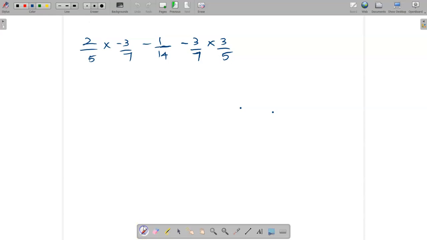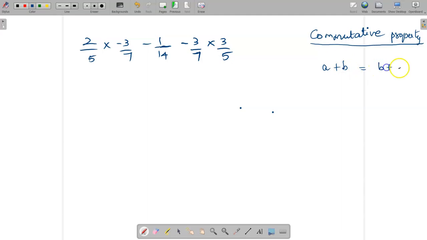To solve this problem we require two properties. One is the commutative property, another one is the distributive property. First of all, let me see what the commutative property is. According to the commutative property, a + b = b + a.